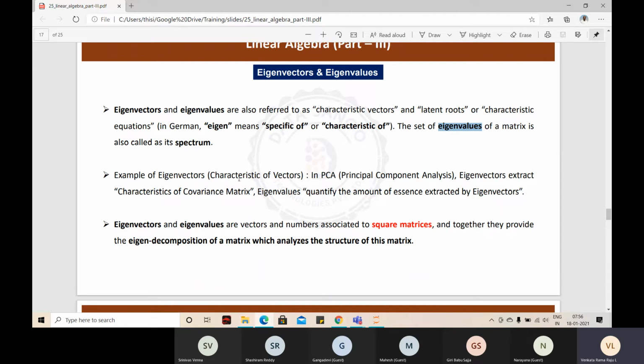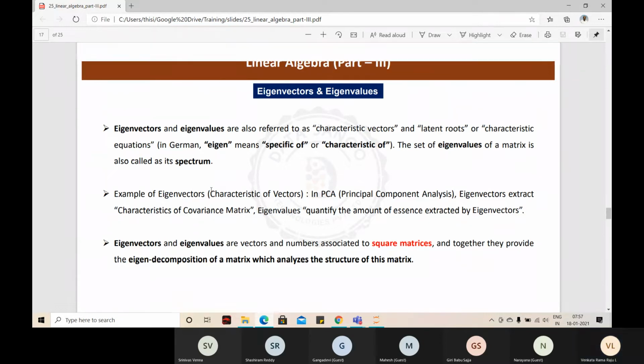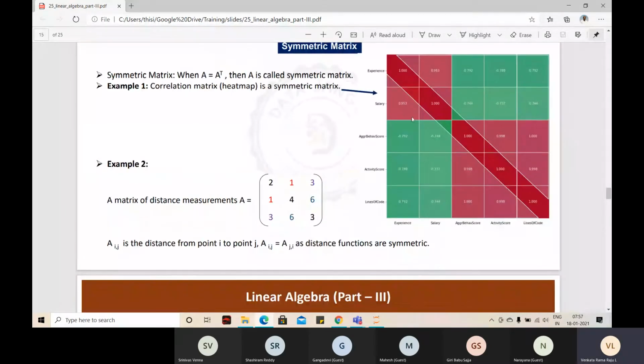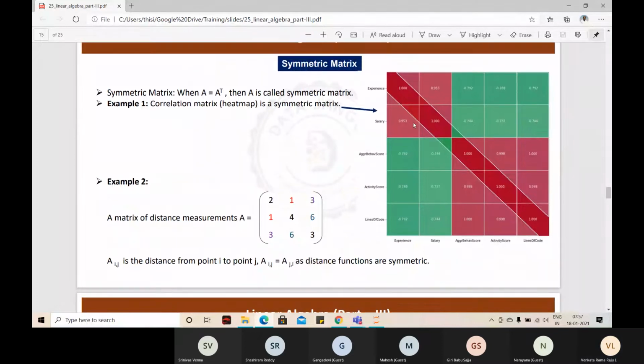An example of eigenvectors, like characteristic vectors, is principal component analysis. Eigenvectors extract the characteristic of the covariance matrix. Eigenvalues quantify the amount of essence extracted by eigenvectors. This is a very important point. In principal component analysis, we are trying to understand the PCA algorithm. What we do is take the covariance matrix. This is a correlation matrix.